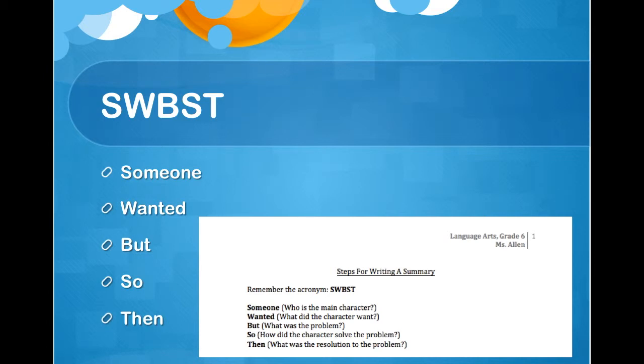When you think about someone, you think about who is the main character. When you think about wanted, the question is, what did the character want? But there was a problem. So what was the problem? So what did the character do to try to solve the problem? And then what was the resolution to the problem?